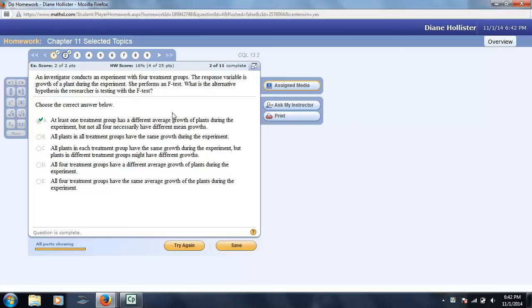It doesn't necessarily mean that all 4 are different. It means that one group is different. At least one group is different and has a different mean. So that's the option we chose.